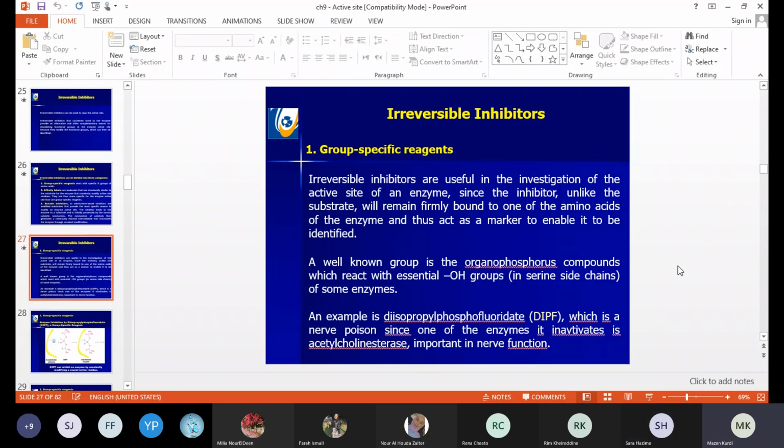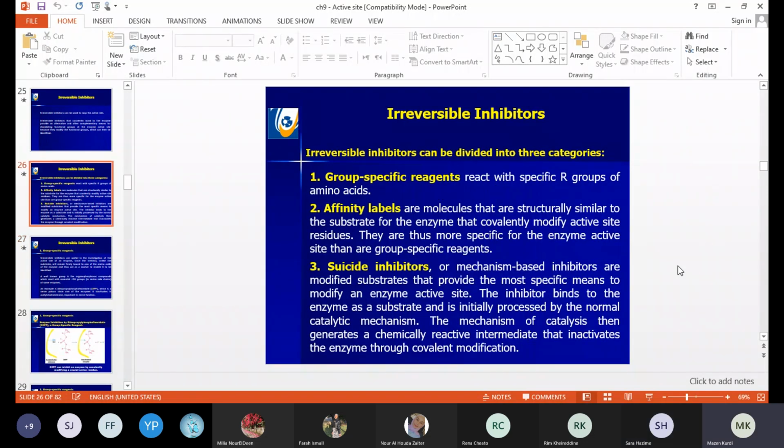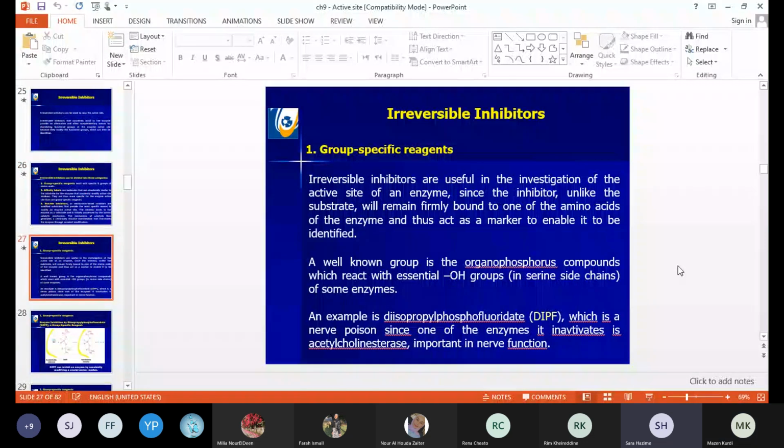Okay, so just a small reminder that all these group-specific reagents, affinity labels, and suicide inhibitors belong to the category of irreversible inhibitors. Keep in mind that these three categories are irreversible inhibitors.